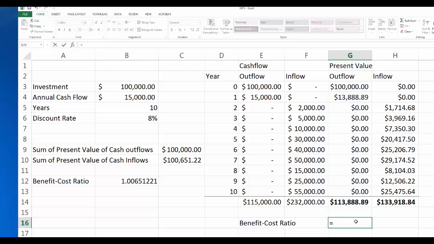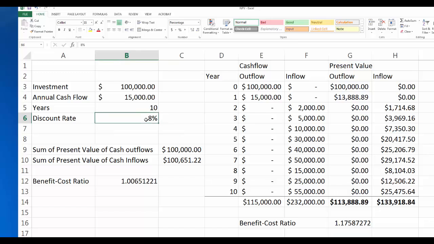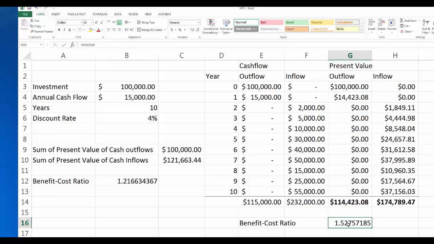So we'll type an equal sign and we'll click on the benefit. We'll type a slash to divide and click on the cost hiding out in cell G14. And then we hit enter and we get a benefit cost ratio of 1.17. What this means is that at our target discount rate of 8%, we're going to have a benefit that's greater than that target cost of capital. And again, this is highly sensitive to that discount rate, our cost of capital. So if we had 4% from our previous example, we see that this investment looks better.